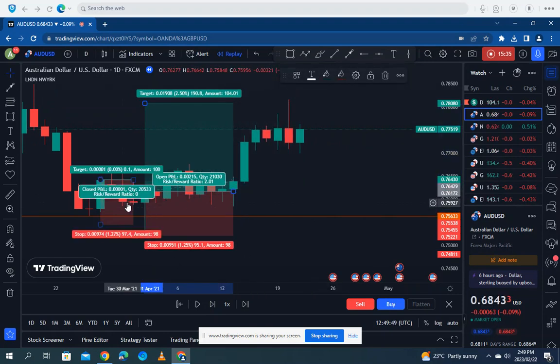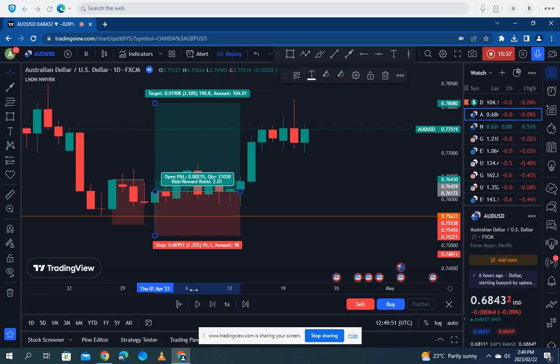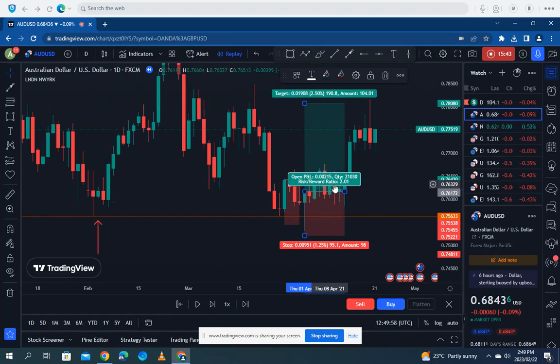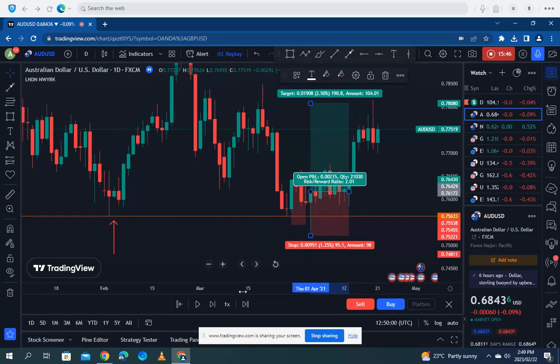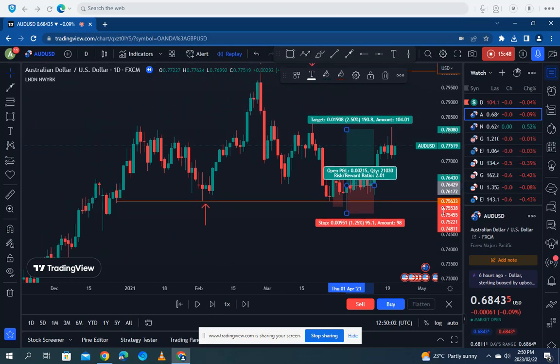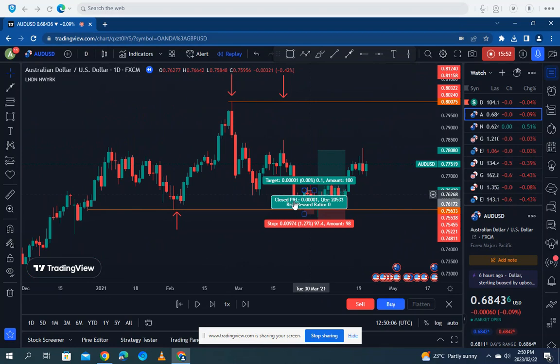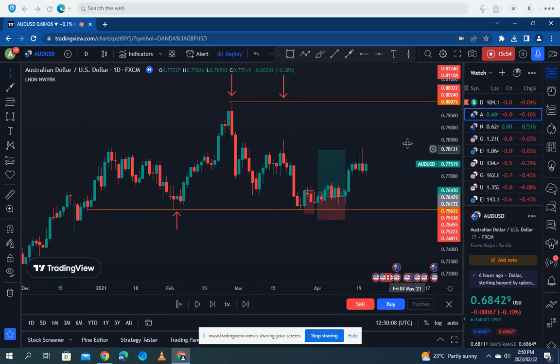We lost 1 trade, but we won 1 trade. This means we're still in profit because if we lost $2 here, we just gained $4 here. So then we are $2 in profit, right? So we continue playing the market. Since this was not broken, our previous low was not broken, then it still remains our low, right? We're still looking to trade in between these levels.